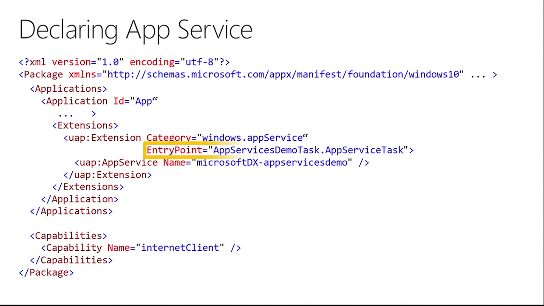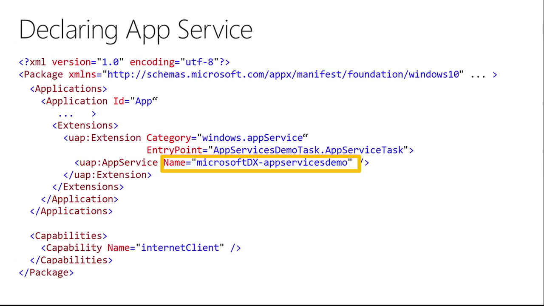In the manifest of your app service, you have to specify an entry point of your background task, just the same as any background task, and you give it a name. Like I said, you could have more than one app service in any one particular application. So that's an endpoint name, declared in the app service app, and this, of course, is the manifest.